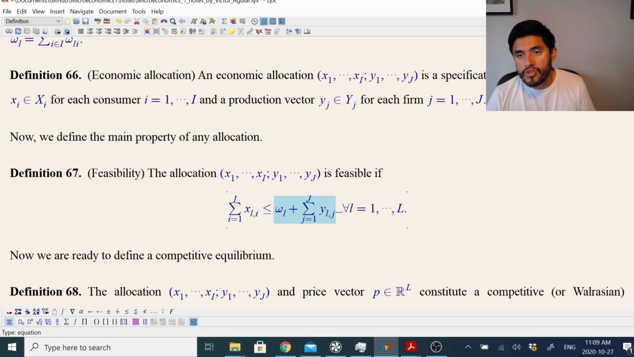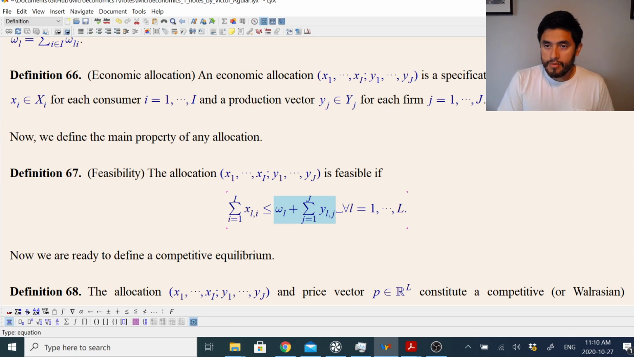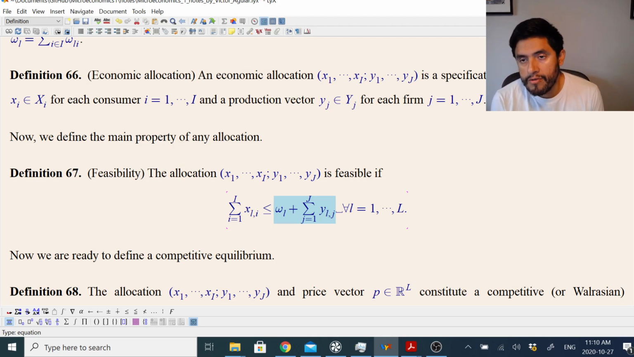So in the apples and oranges plus orange juice example in the experiment, I will have to add up all the consumption of oranges in my experiment, and they have to be less than or equal to the total amount of oranges available in the economy. That means the initial allocation of 10 oranges, potentially minus some uses of this as an input.